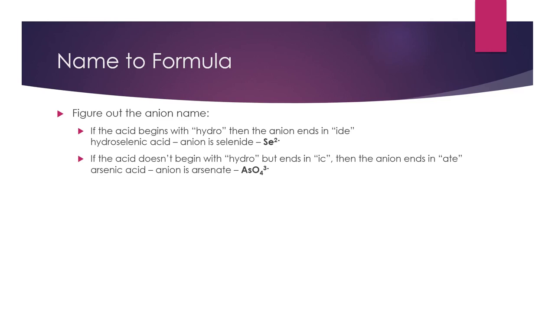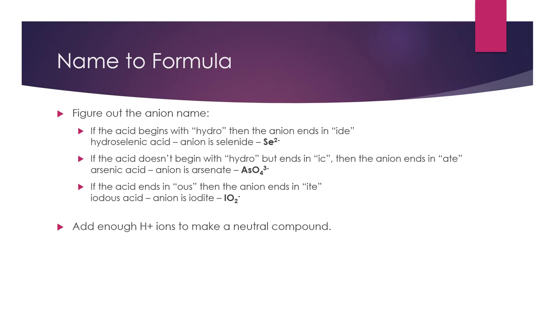If the acid doesn't begin with hydro but ends in ic, then the anion ends in ate. So if you're given arsenic acid, the anion is arsenate, which is AsO4 3-. If the acid ends in ous, then the anion ends in ite. Iodous acid, the anion is iodite, which is IO2-.